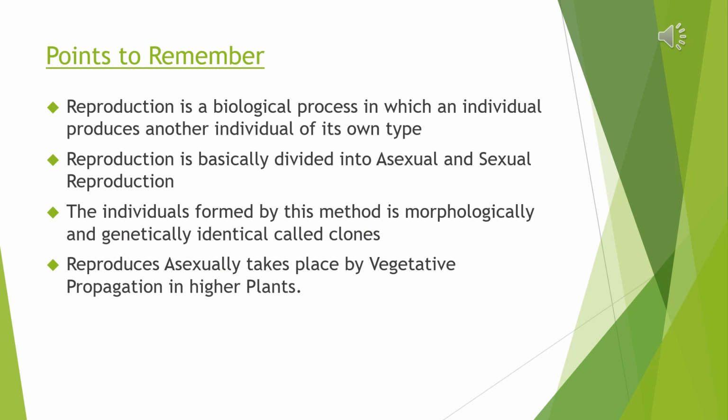Once again, let us recall all the points you learned today. Reproduction is a biological process in which an individual produces another individual of its own type. Basically, reproduction is divided into asexual and sexual reproduction. The individuals formed by asexual reproduction are morphologically and genetically identical, and are called clones. Reproduction asexually in higher plants takes place by the vegetative propagation method.